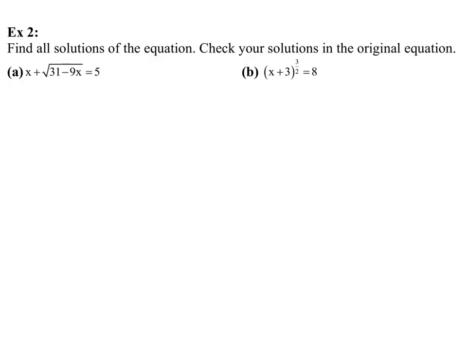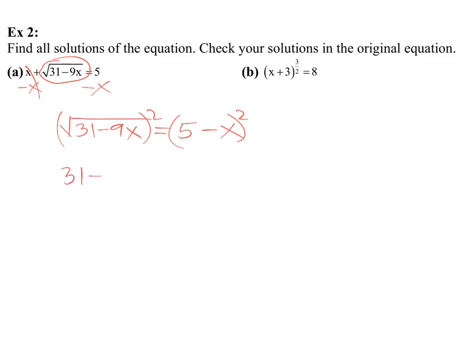Okay, example 2, find all the solutions of the equation, check your solutions in the original equation. All right, so we got a radical involved in this equation, some funky business here. First thing you want to do is isolate the radical. So I'll subtract x. All right, now by isolating the radical, I could apply a tool to get rid of the radical. What would that tool be? I'm going to square both sides.